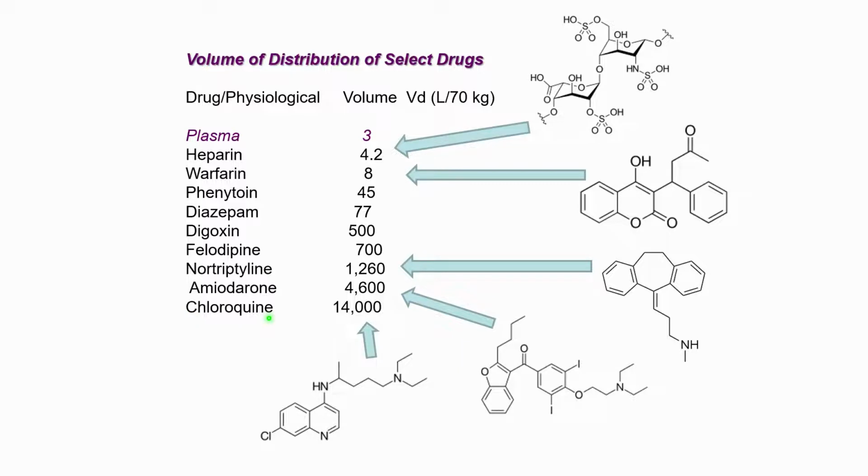And chloroquine, you may have seen this compound, it was recently falsely advertised as a cure for COVID, has a fantastically high volume of distribution of 14,000. This is for the human body. That's not per kilogram. That's for 70 kilograms. So again, imagine a person with 14 cubic meter volume. It's impossible. So this drug sits in fat tissue.